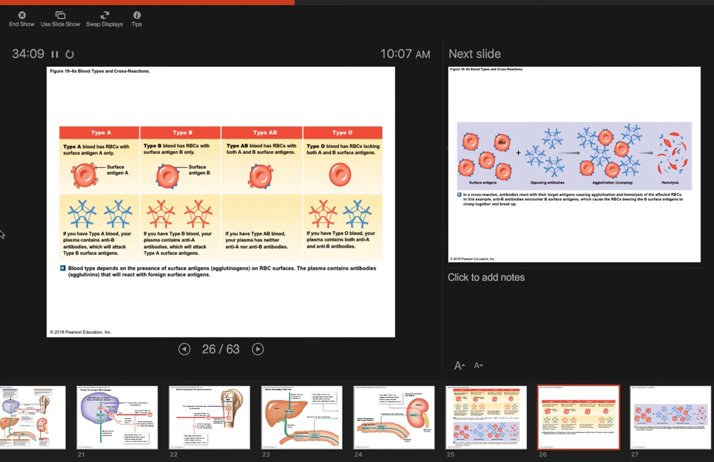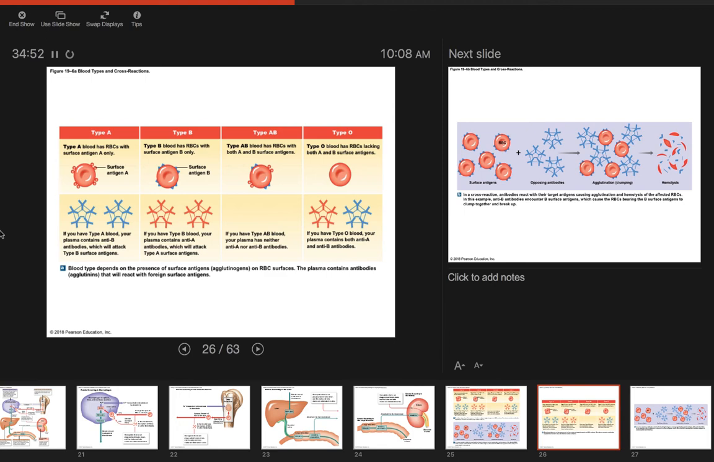And the antibodies are going to protect that blood from any foreign red blood cells. Okay? So the antibodies protect against any foreign red blood cells. So type A, which has surface antigen A, would want to be protected from what antigen? What would be the opposing antigen? B, right? So a person that's type A is going to have the B antibody. Okay? A B antibody will attack a B antigen, right?